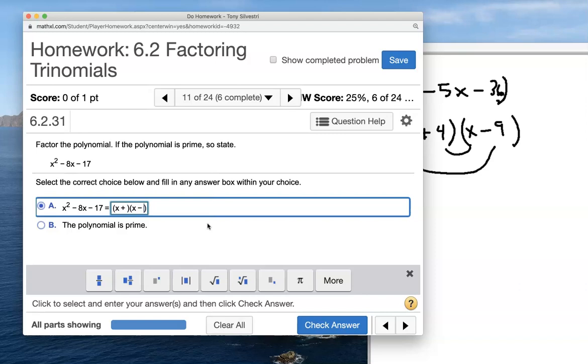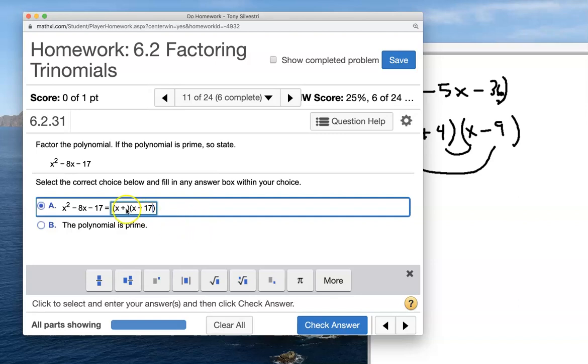Now 17. Give me two numbers that multiply out to be 17, add or subtract to be 8, and you know what? There are no such numbers. Sorry. We did all this work for nothing. The best you can do is 1 and 17. That's the best you can do.